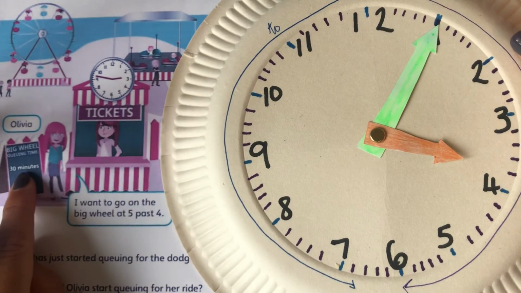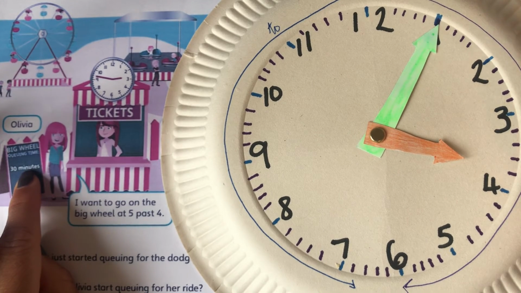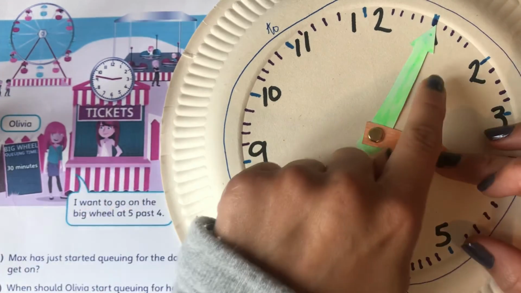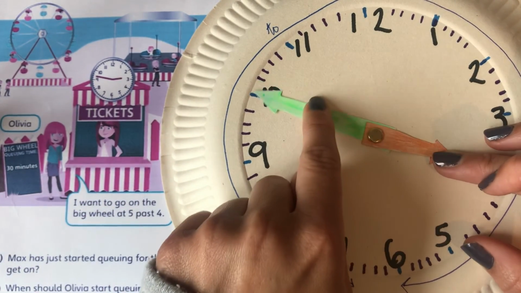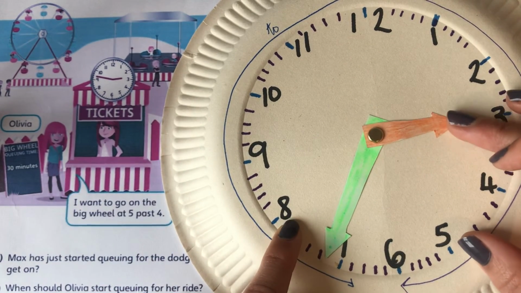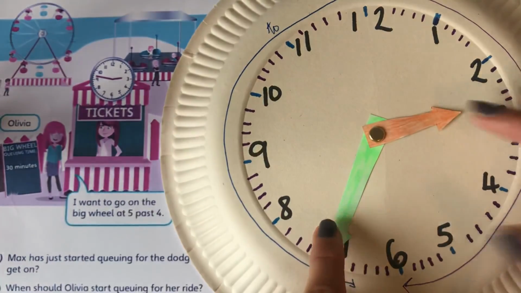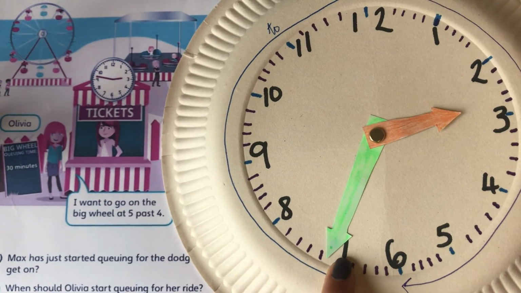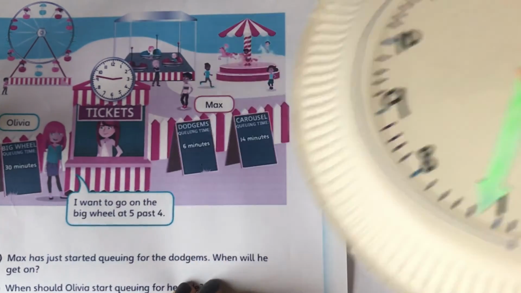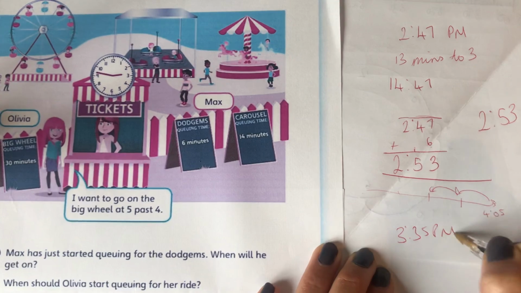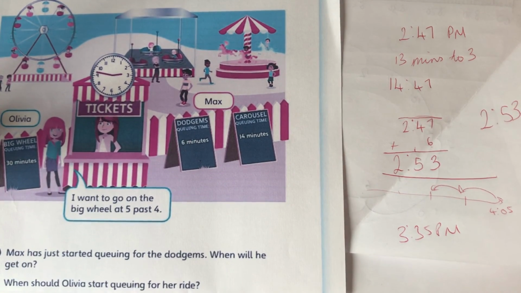Okay, the big wheel is 30 minutes queuing time. Okay, so she'll have to start queuing 30 minutes before this time, won't she? So let's go back 30 minutes. So 5, 10, 15, 20, 25, 30. So the time she should start queuing is 3:35. Okay, so it should be 3:35 PM is the time she needs to start queuing for her ride.